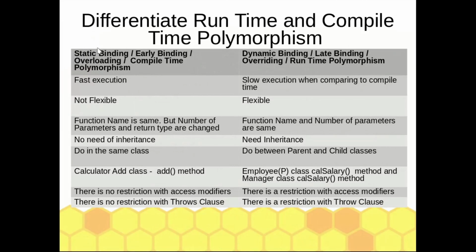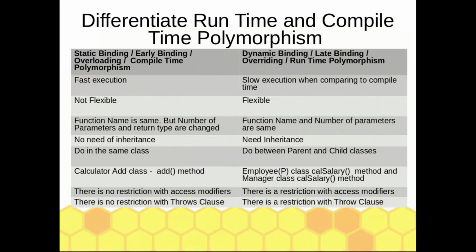Okay, let's differentiate runtime polymorphism and compile time polymorphism. Actually, compile time polymorphism has faster execution than runtime polymorphism because compile time polymorphism happens in compilation. Next point is compile time polymorphism is not flexible, but runtime polymorphism is flexible because in runtime polymorphism we can dynamically select which method is to be called next. Okay, moving to the next point, the function name is the same but the number of parameters and return type are changed in compile time polymorphism. In runtime polymorphism, the function name and number of parameters are the same.